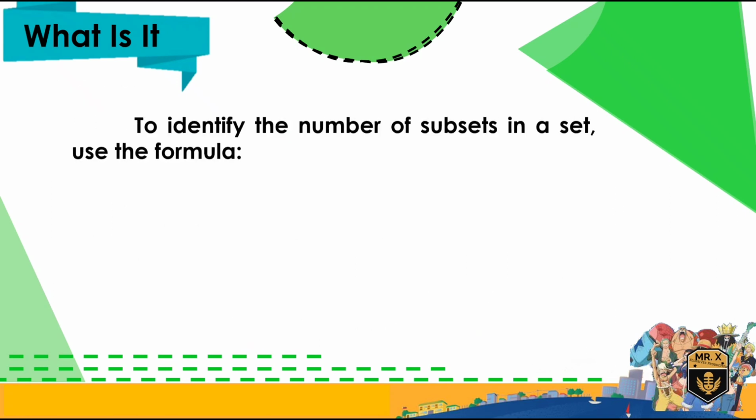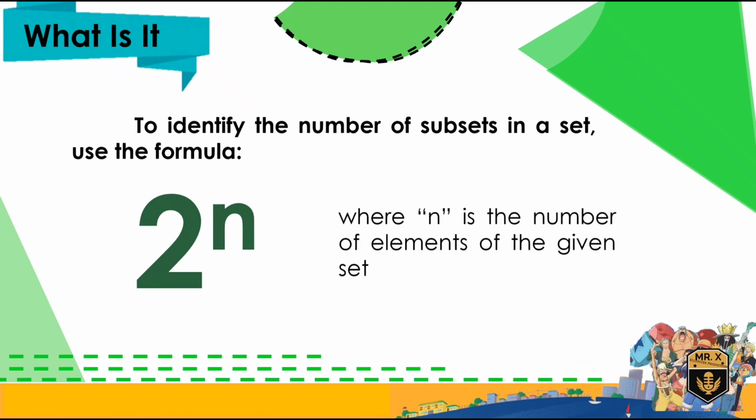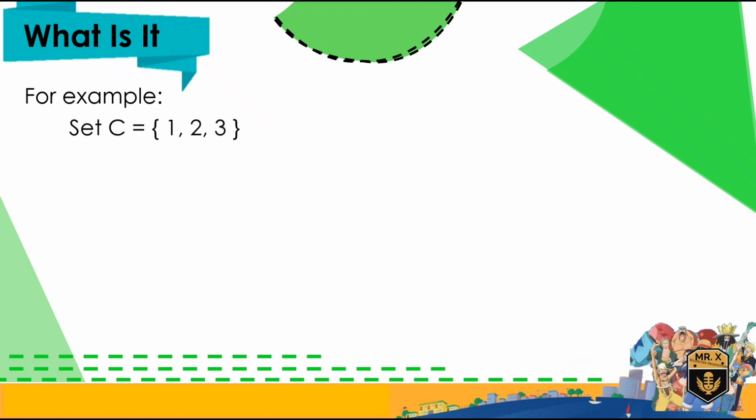To identify the number of subsets in a set, use the formula. So we have 2 to the power of n, where n is the number of elements of the given set. Let's have an example. Set C are 1, 2, 3. There are 3 elements in set C, no? Now, let's determine pila kabuok ang subset. Ato gamiton ang formula nga 2 to the power of n. Then let's substitute sa number of elements. Okay, 3 man ang number of elements. So 2 cube. 2 cube, no? Ang kaning 2 naay tulo. Read that as 2 cube. 2 cube means ato i-times katulo ang 2.